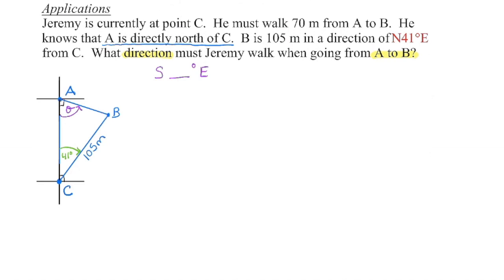And again, we're going to begin pointing our pencil either north or south. Well, clearly if he goes north, he's not going to get to point B. So we're going to be going south. So I'm going to fill in, we're looking for south. And then to get to B, I'm going to be rotating to the east. So I'm looking for how many degrees east of south he is going to have to walk.